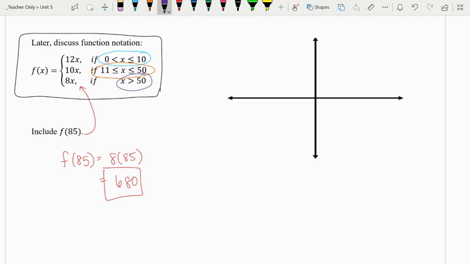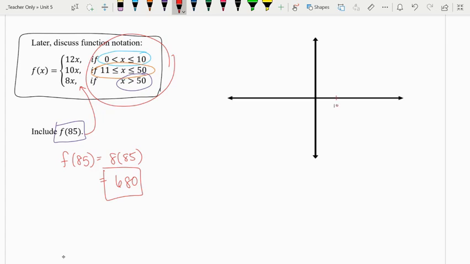So what we're going to do today, and you'll see this a little bit, sometimes they'll just say find f of 85, and then you have to pick which one to plug it into. So you focus on these boundaries or barriers to determine which equation to plug into. So for this one, we would pick the last equation because it is greater than 50.